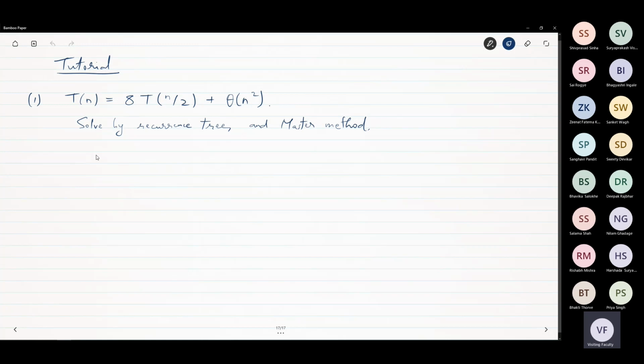So this is the problem we have. Let us first solve it by the master method. Anybody else? Have you solved anything, or what have you done? Anybody wants to give me an answer?